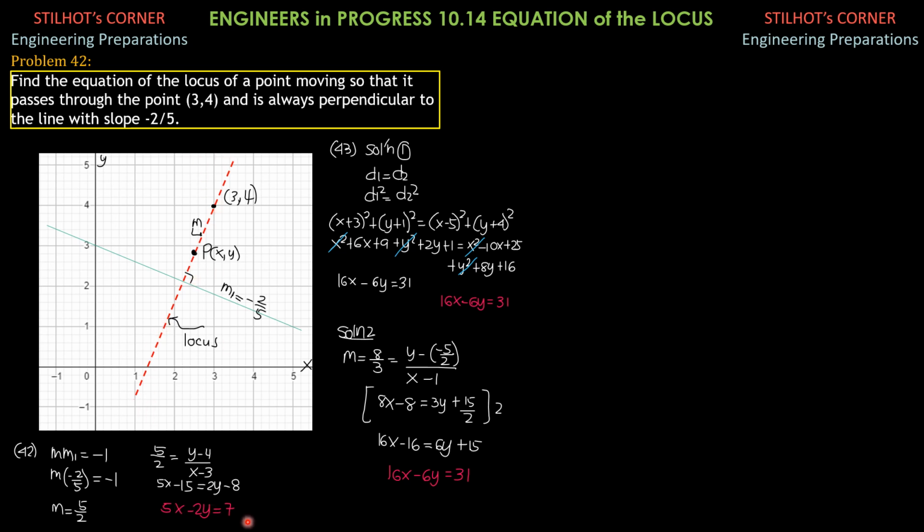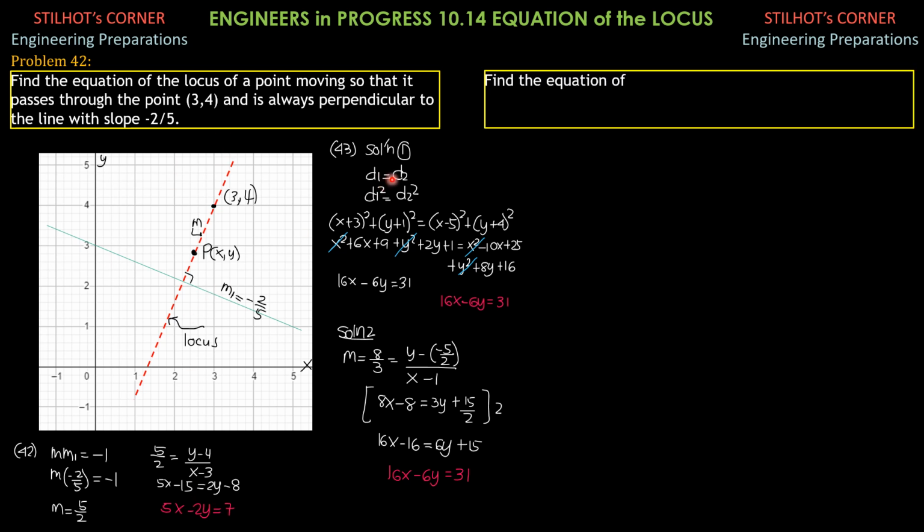The other way is we just substitute right away a point on its locus, which is 3, 4. 5 times 3, 15, minus 2 times 4, 8. 15 minus 8 is 7, and 7 equals 7. So definitely, that's the equation of that locus.